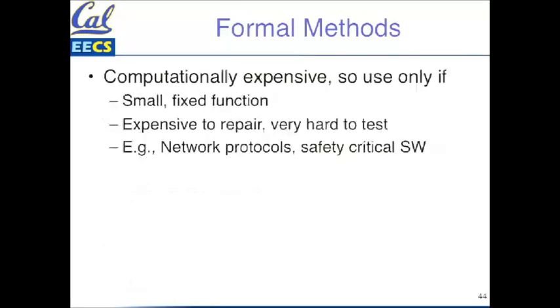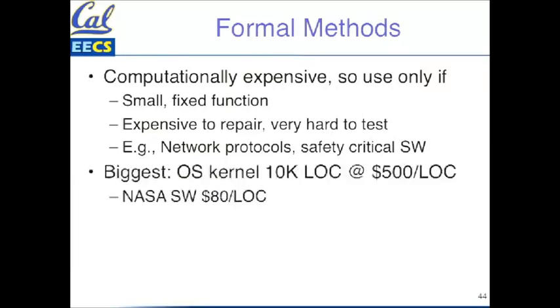So people do use this, but it's really expensive to do. So where does it work well? If it's really small examples, since it's so expensive, you better only use it when it's hard to change, so it's expensive to repair, very hard to test, and it gets used for network protocols and safety critical software. So what do I mean by expensive? The biggest program that's been formally verified is a small OS kernel with less than 10,000 lines of code. It costs them about $500 a line of code. To put that in perspective, NASA software, which is really expensive, is $80 a line of code. So it's tremendously expensive compared to most kinds of software today.